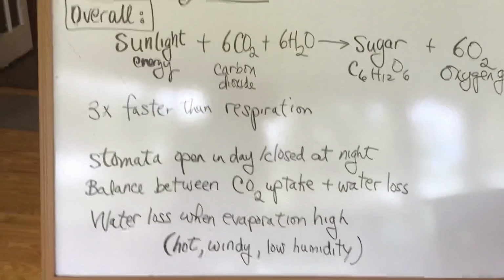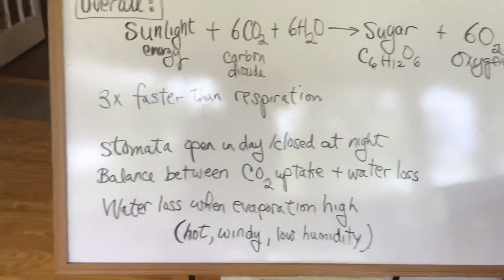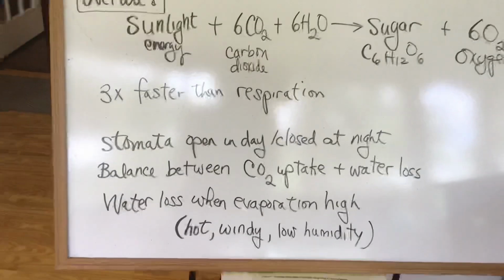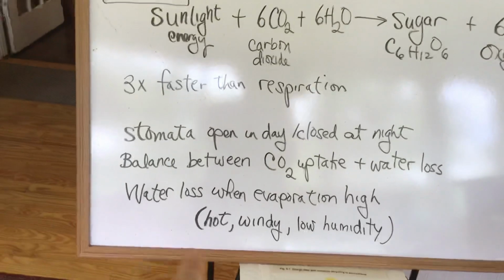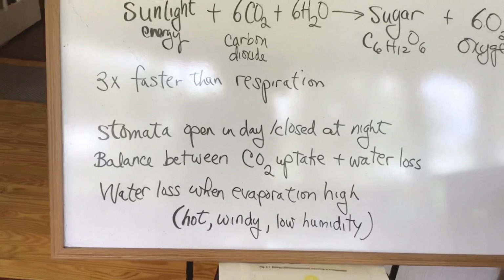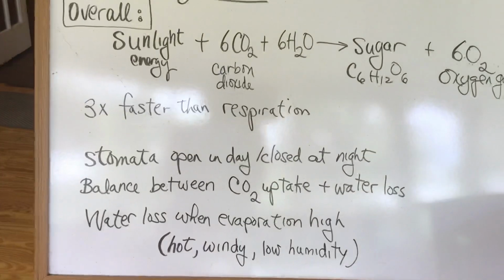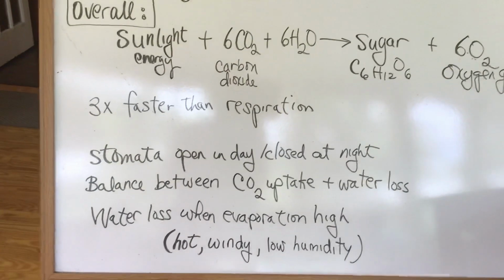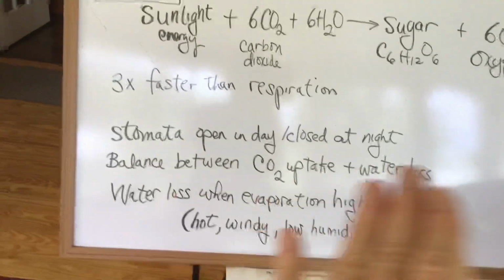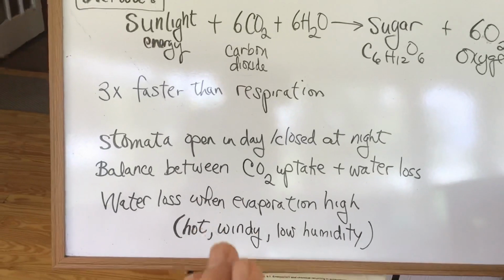So the plant then has to balance the amount of water loss with the carbon dioxide uptake during the day, and especially when it's really hot. What would increase the evaporation is really high temperatures, very windy conditions, or very low humidity, because that increases the evaporation of water. If those conditions were present, the plant might have trouble balancing this CO2 uptake with water loss. We'll talk more about that a little bit later.